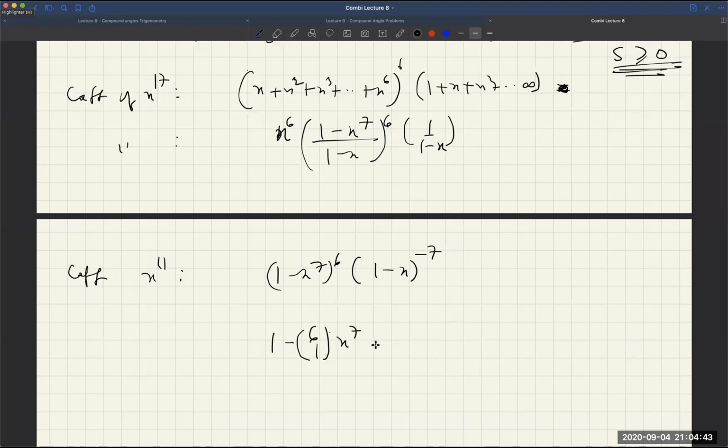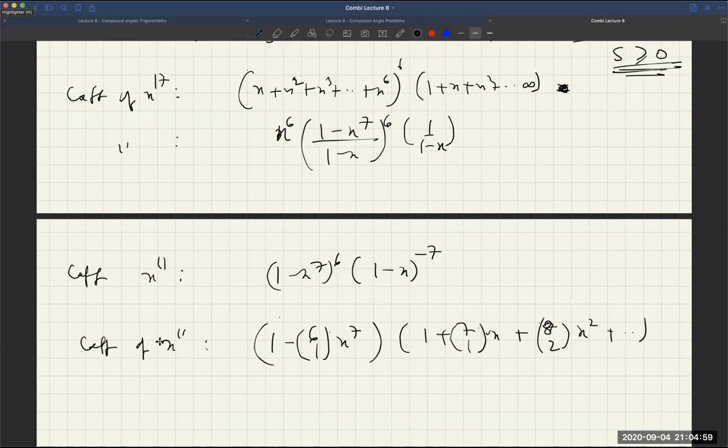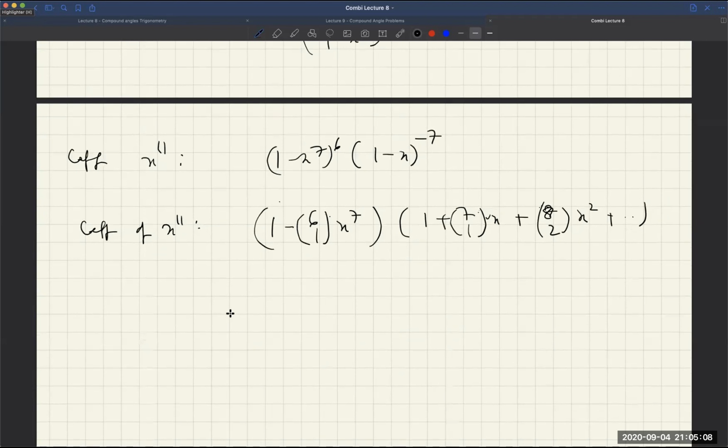Only two terms will contribute here, multiplied by 1 plus 7 choose 1 x plus 8 choose 2 x square and so on. This is for x raised to 11, coefficient of x raised to 11. Okay, this is fine. Now how will x raised to 11 come? 1 getting multiplied with the coefficient of x raised to 11. So 11 and the other, the difference is 6. So this is 17 choose 11 minus 6 choose 1 will get multiplied with coefficient of 4.